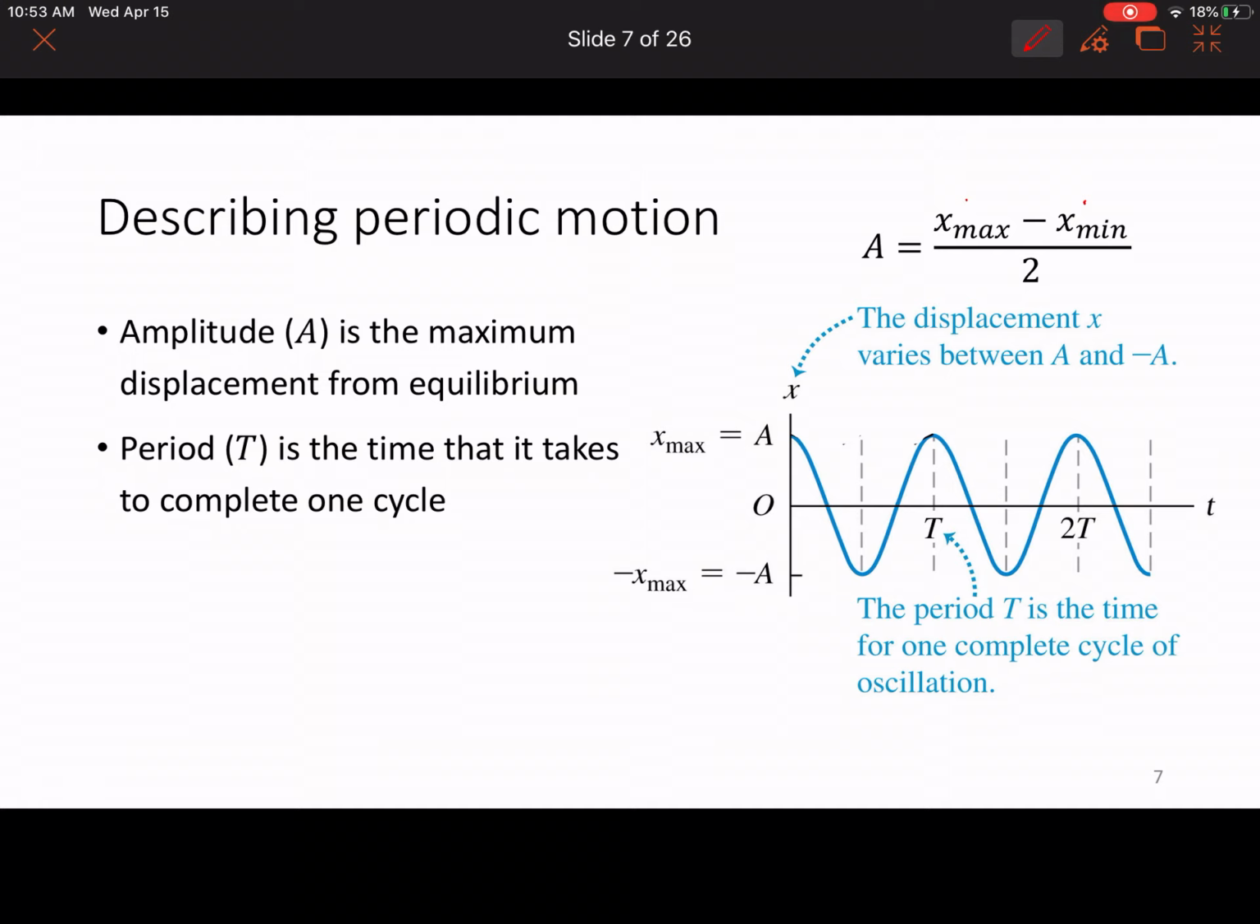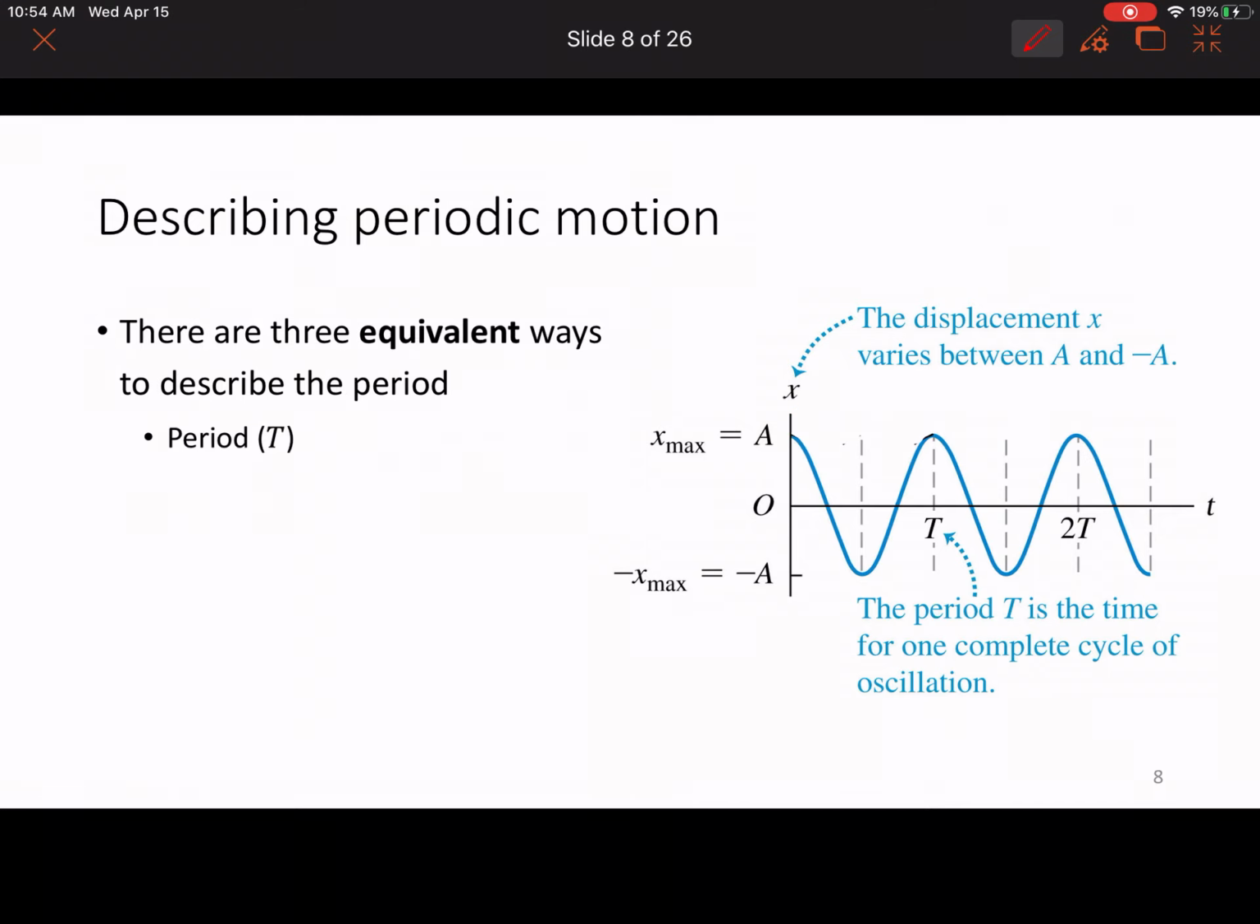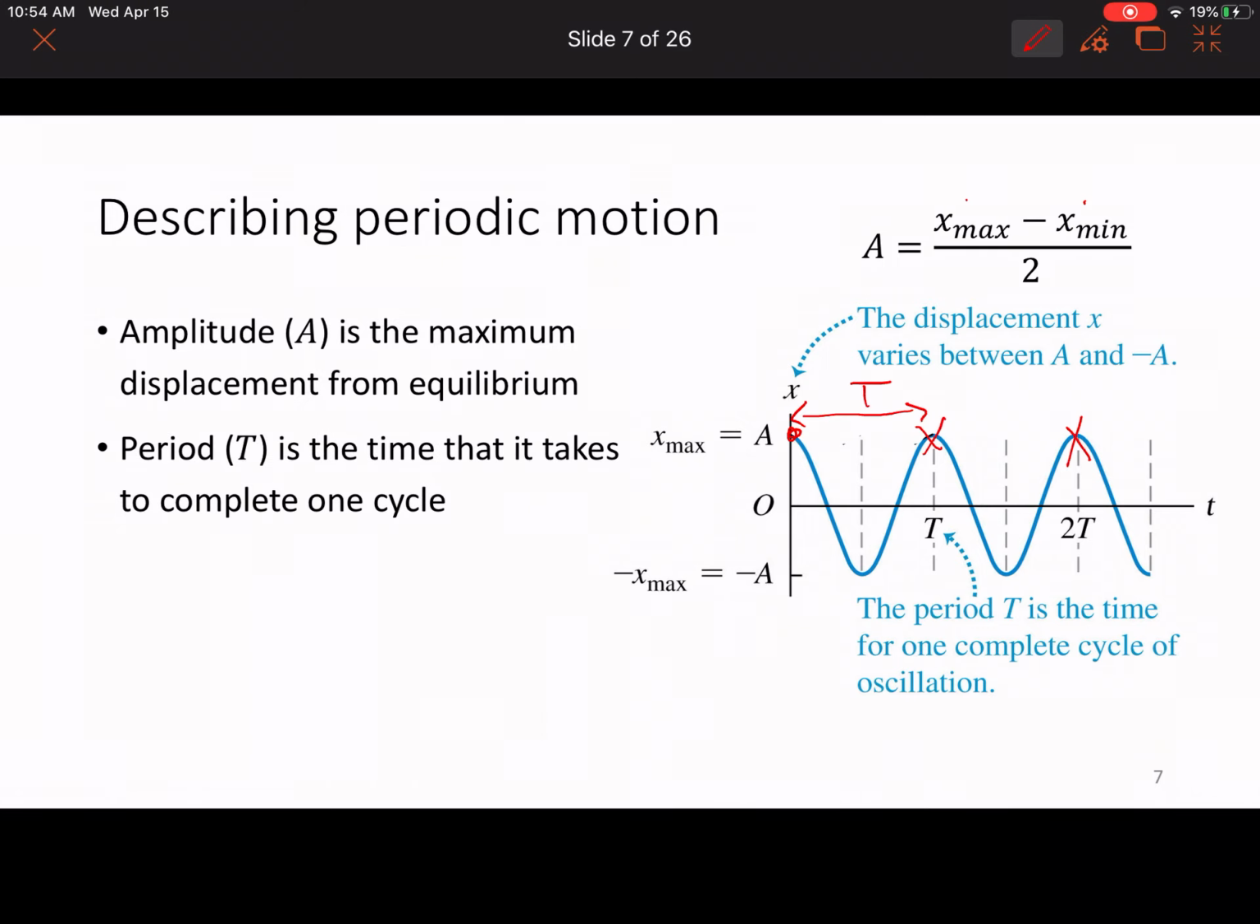So if I start out with my object displaced as far as possible in the positive direction, let's say I move it a meter to the right, let go, and then eventually it comes back to that same point, and then I do the same cycle and it comes back to the same point, and so on, the amount of time that it takes before it repeats itself, capital T, is called the period to complete one cycle. So the amplitude and the period are the two major ways of characterizing simple harmonic motion.